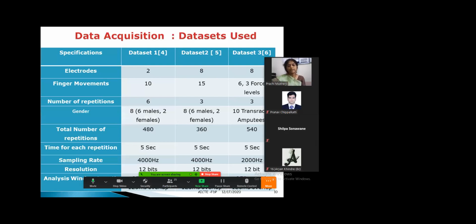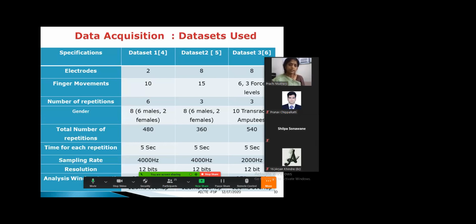So what are the data sets used? I would like to inform you that there is a researcher, Rami Kushaba, whose work we have referred to, and this database is available on his website. The only request is that whenever we use it, we need to give a reference to it.